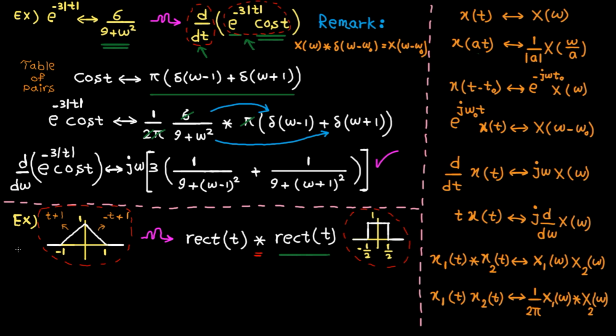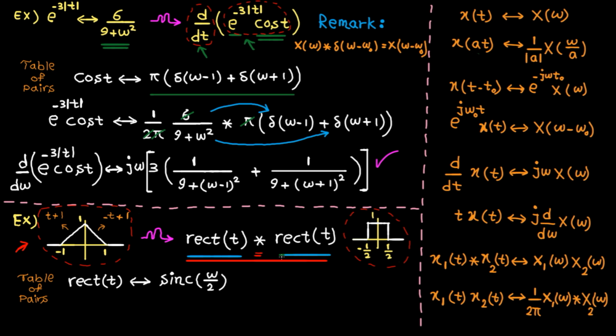This convolution is super simple, so please pause the video and do it yourself. If you have a problem doing that, please watch my tutorial on convolution examples. So you can represent this signal in this form and solve this example super fast. Based on the table of pairs, we know the Fourier transform of rect(t) is sinc(omega over 2). We have another rect(t) here. The Fourier transform is basically the same.